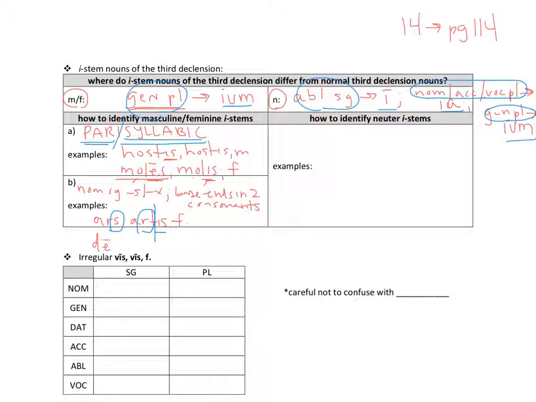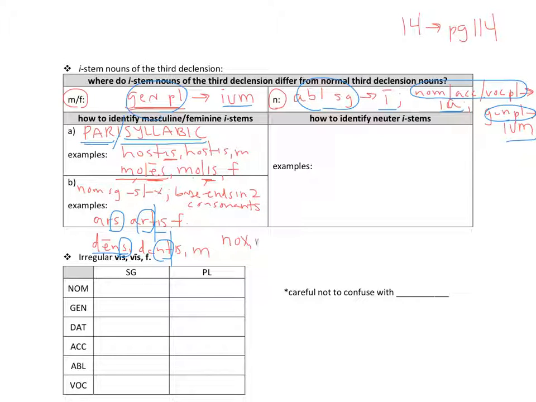Let's look at another example. So dens, dentis, which means a tooth, masculine. Let's look at it again. Nominative ends in an S, it is monosyllabic, and the base ends in 2 consonants, N, T. Let's just look at one last one and then we'll call it good here.